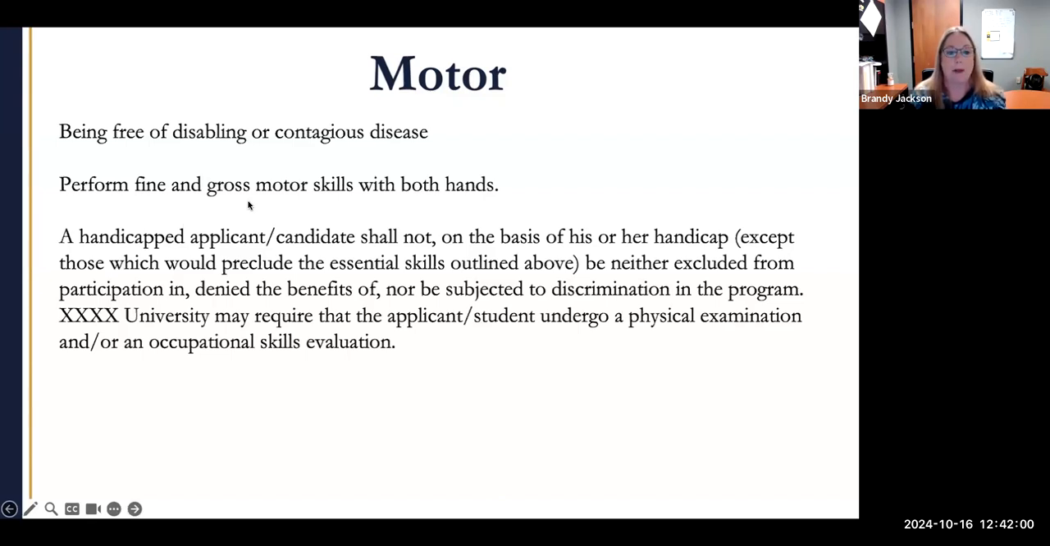A handicapped applicant candidate shall not, on the basis of his or her handicap, accept those which would preclude the essential skills outlined above, be neither excluded from participation in, denied the benefits of, nor be subjected to discrimination in the program. X University may require that the applicant student undergo a physical examination and/or occupational skills evaluation. As before, we invite you to place in the chat the problematic items in these technical standards.